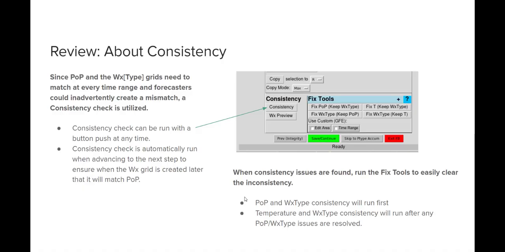This slide is a review from the warm season module. Consistency between your weather type and your pop grids are still a critical component, since pop and the weather type grids need to match at every time range, and forecasters could inadvertently create a mismatch between the two. In winter weather type grids also need to match other forecast variables like temperature.